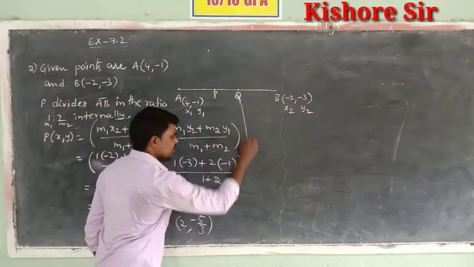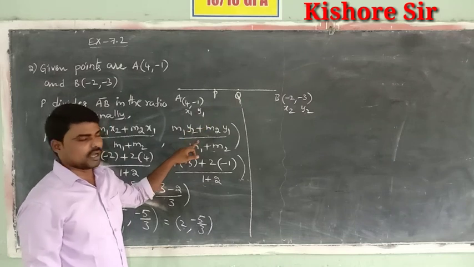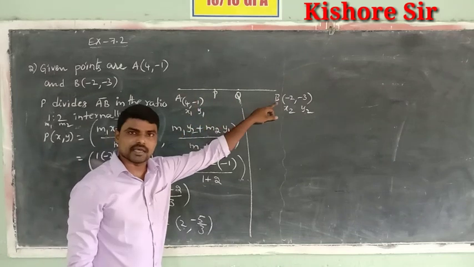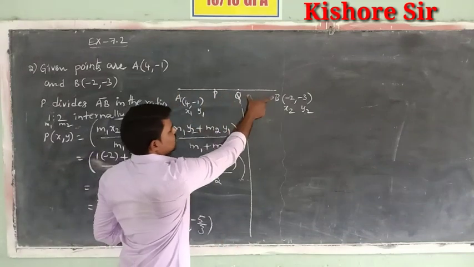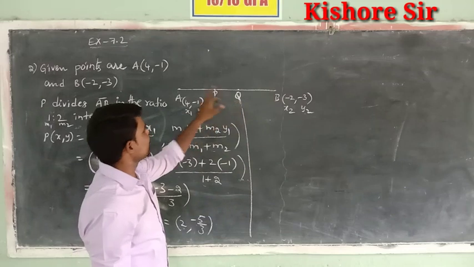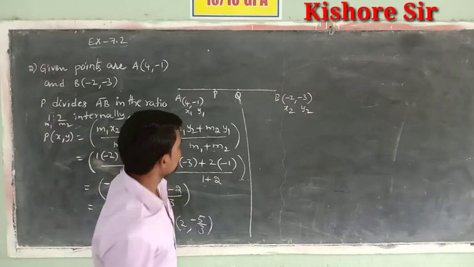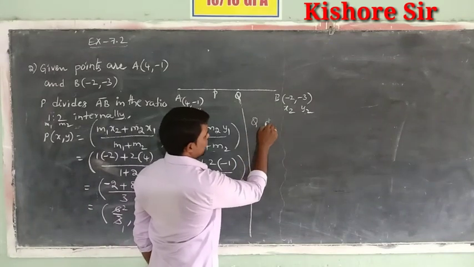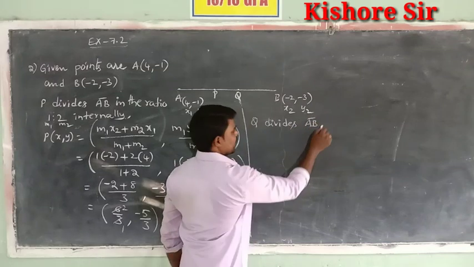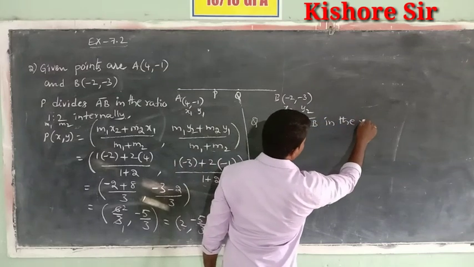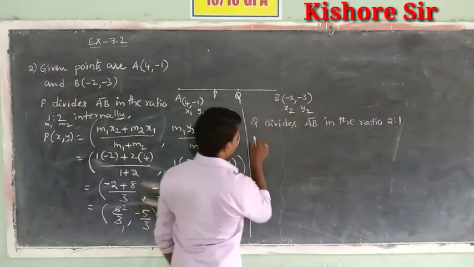Now we have to find the coordinates of the point Q, by using the section formula. Here Q divides AB in the ratio 2:1. So AQ is 2 parts and QB is 1 part. So Q divides the line segment AB in the ratio 2:1 internally.